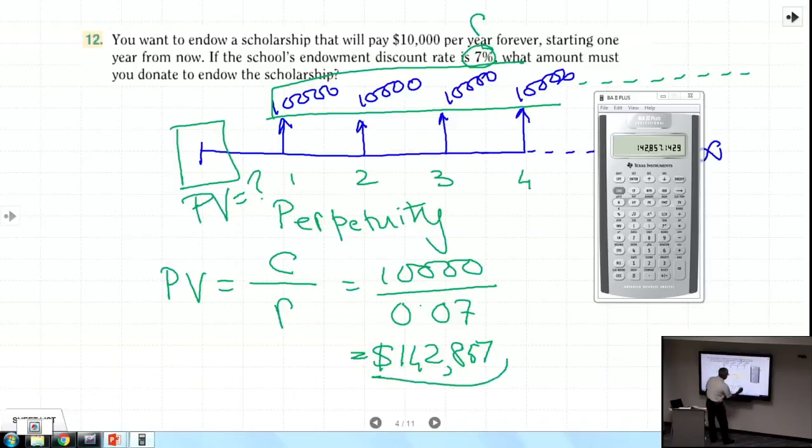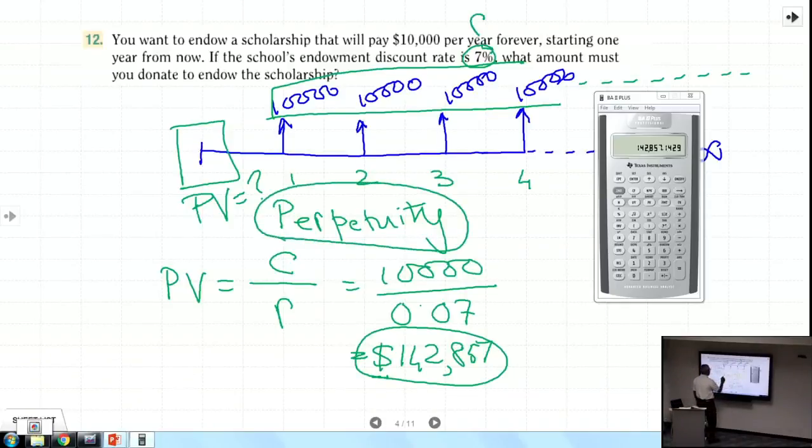142,857. So with this donation now, you can ensure $10,000 recurring payment forever. And we solve this question as a problem for perpetuity, and that's the present value of a perpetuity.